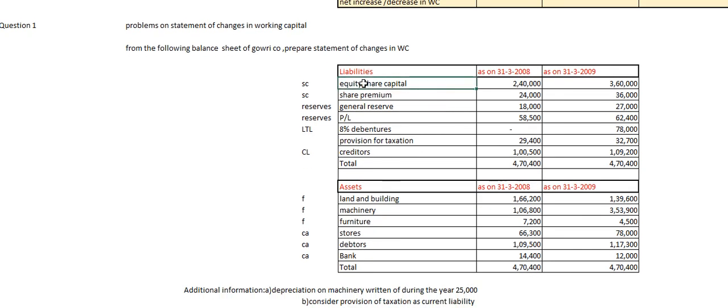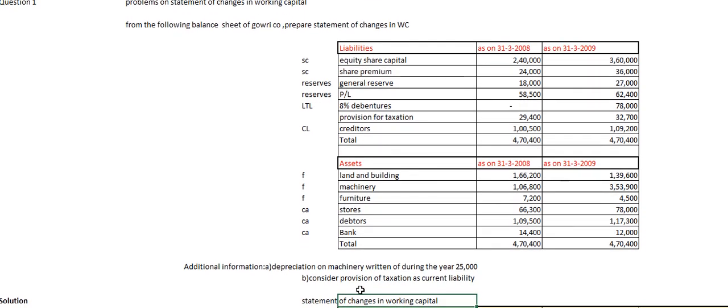So you have your liabilities. There are two balance sheets which are given for the year 2008 and for the year 2009. So what have they told us to prepare? They have told us to prepare, at the end of the question, the statement of changes in working capital. So for a statement of changes in working capital, we require only the current assets and current liabilities. So we will categorize every item, whether it is a current asset or a non-current asset, whether it is a current liability or non-current liability.